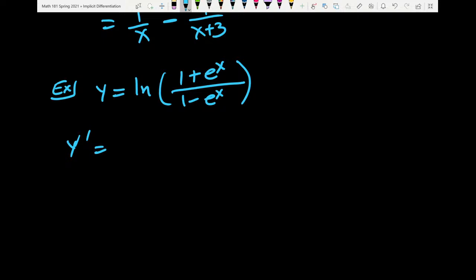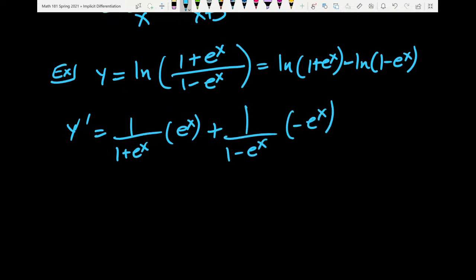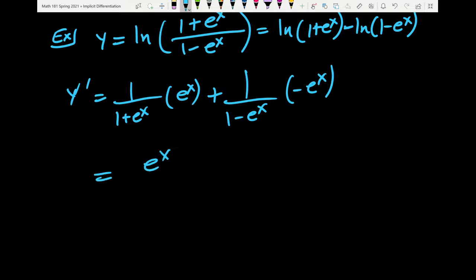Okay. All right, let's look at it. I'm going to use the same technique. And I get e to the x over 1 plus e to the x minus, negative e to the x over 1 minus e to the x. So if I simplify it, I just get the result. Good.